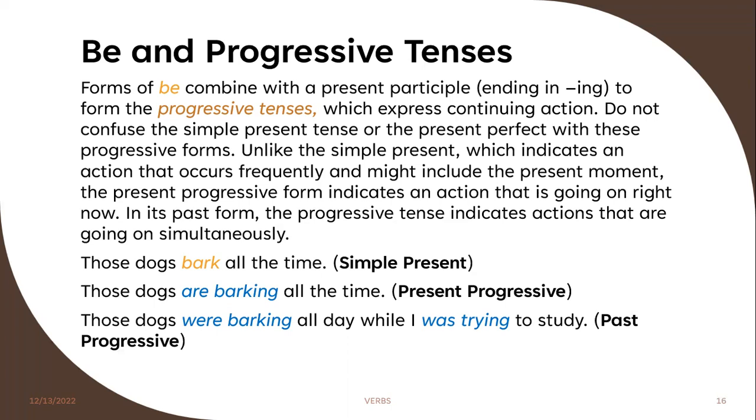So we have, those dogs bark all the time, simple present. Those dogs are barking all the time, present progressive. Those dogs were barking all day while I was trying to study, past progressive, right? So in each context of the sentence, you understand that the present progressive shows actions that are going on right now, and past progressive indicates actions that are going on simultaneously. So while the person was trying to study, the dogs were barking.